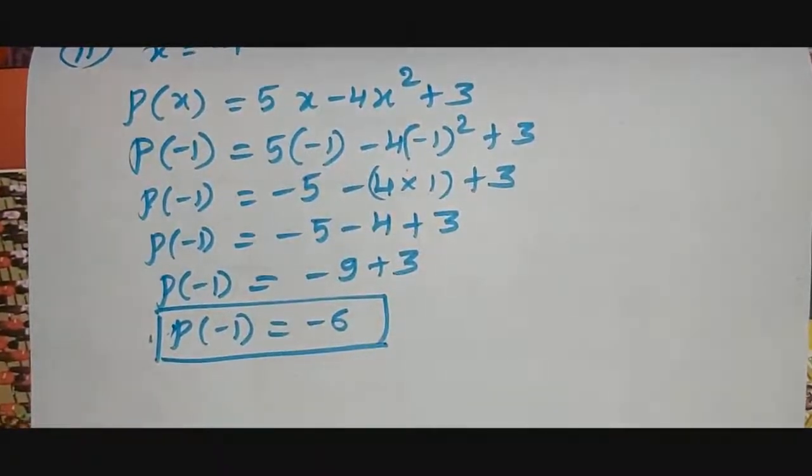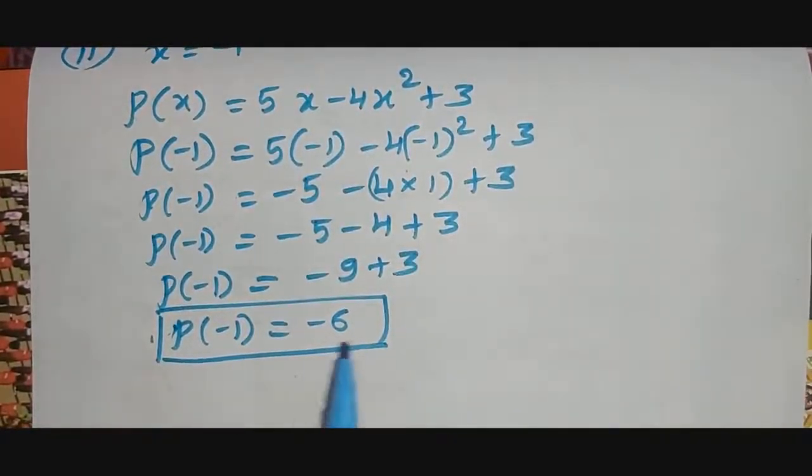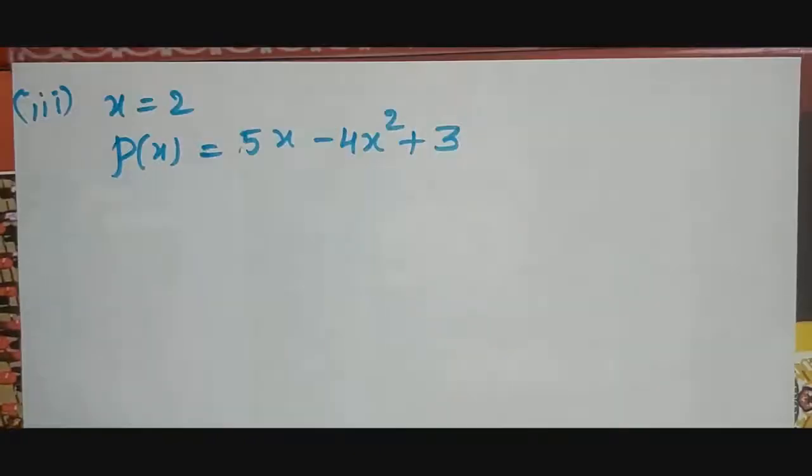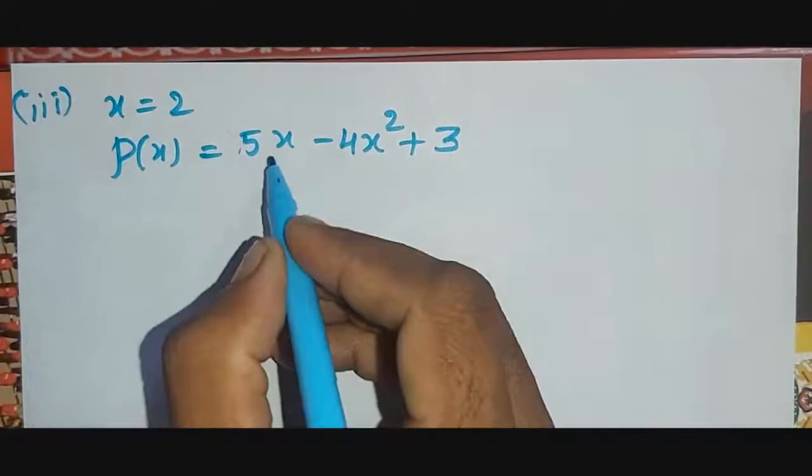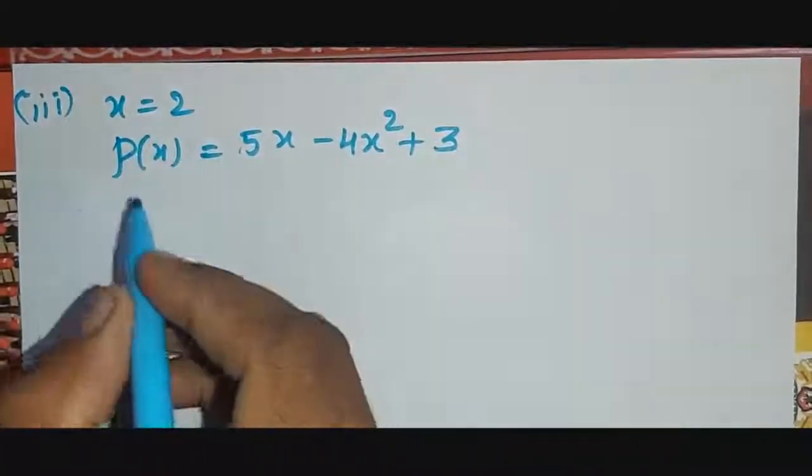Okay, therefore polynomial of minus 1 which is equal to minus 6. Okay, here we have third question. If x is equal to 2 and P of x is equal to 5x minus 4x square plus 3. Okay, put this value in this.